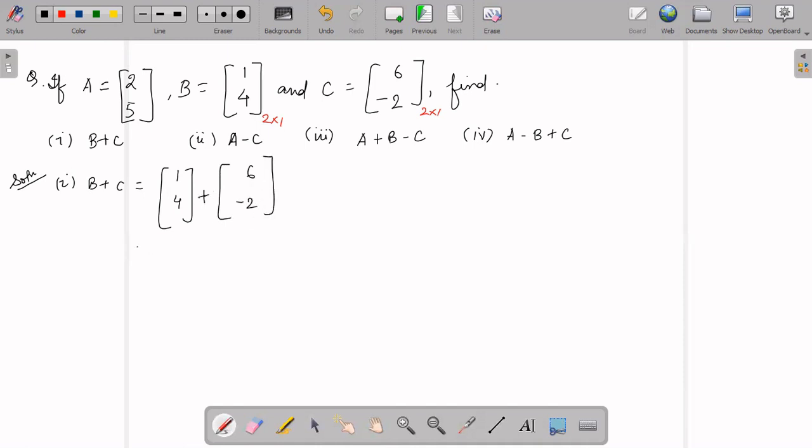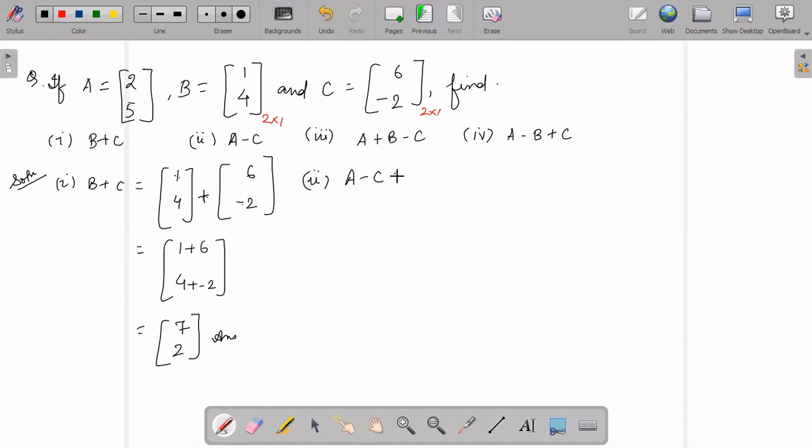अब ऐड कैसे करते हैं? करस्पॉन्डिंग एलिमेंट्स को ऐड करते हैं. 1 plus 6 लिखना चाहिए हमें. डायरेक्ट 7 मत लिखो, पूरा लिखो. 1 plus 6 and this 4 plus minus 2. That means 1 plus 6 is 7 and 4 minus 2 is 2. This is the answer.